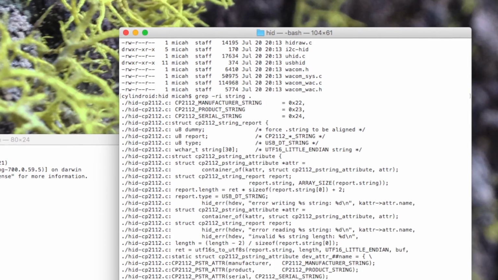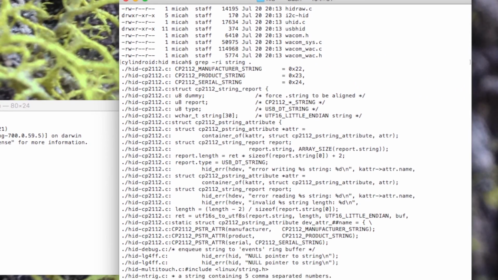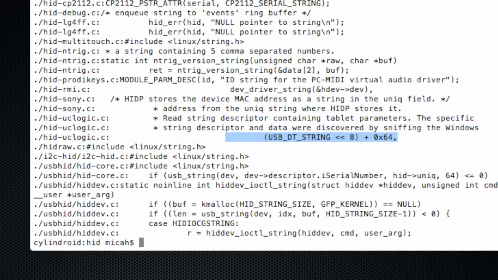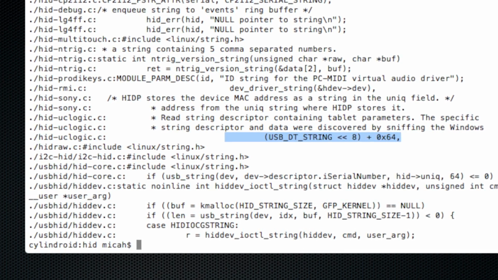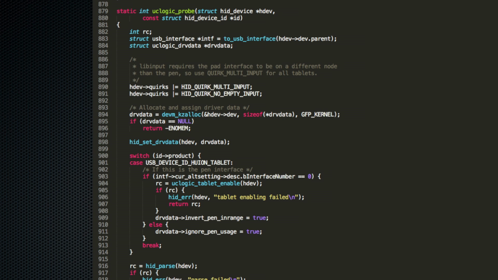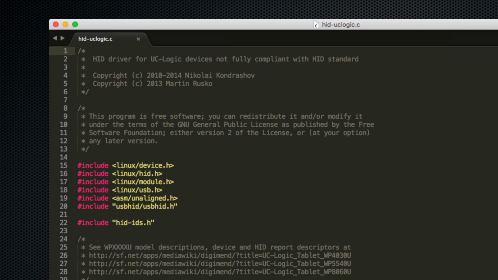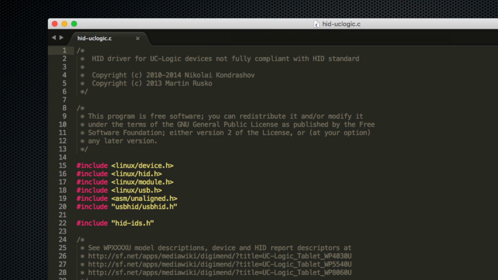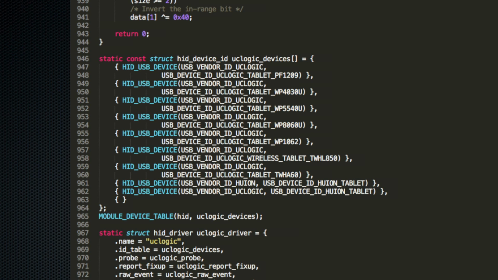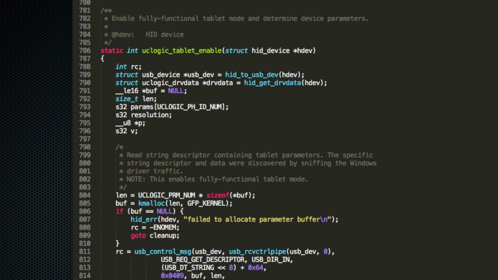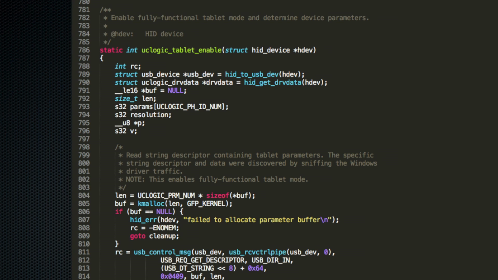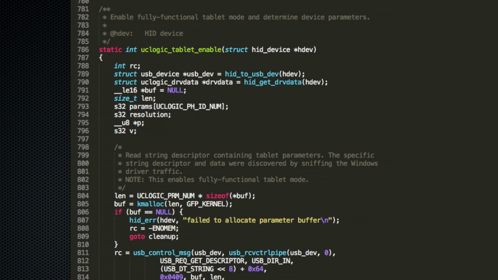Well, with a little bit of research in the Linux source code, I found the origin of that weird string request. It turns out that Linux does have a simple driver for this line of tablets. It includes a few workarounds for bugs in the device's HID support. This HID uclogic.c driver was responsible for sending the string request, and it claims that this odd string request enables fully functional tablet mode and returns some parameters specific to the device.